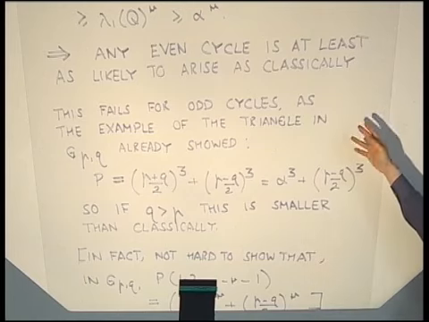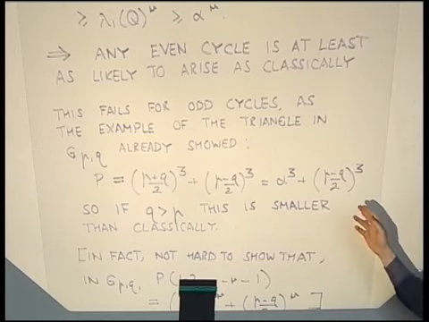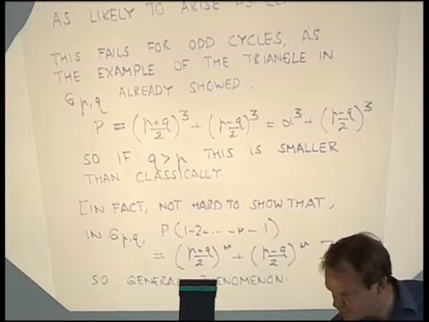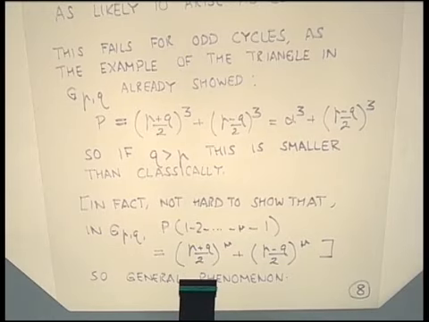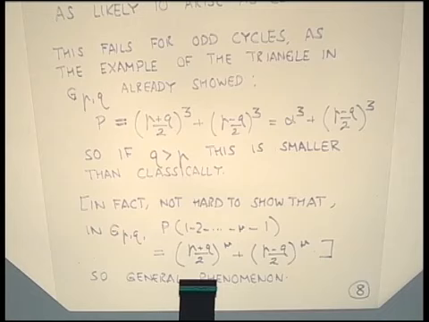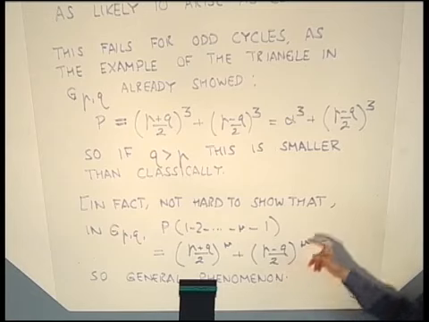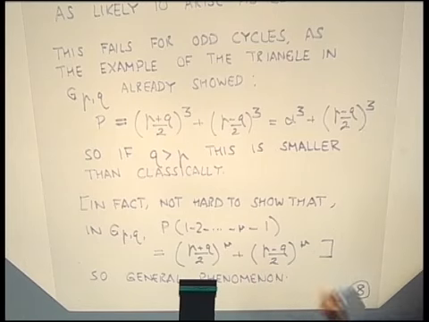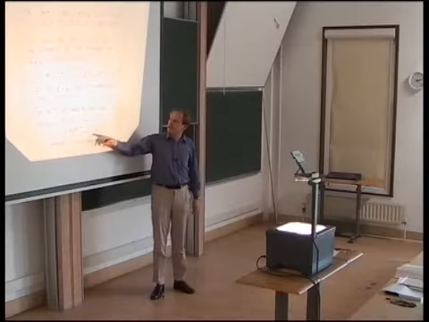Even cycles are always at least as big as classically. And in fact, more generally, this is a simple exercise really. You can show that the probability that in G_PQ is always exactly this, just either by specializing the general formula or just doing it by hand, which is frankly easier in this case. So all even cycles are at least more likely, but all odd cycles less likely than classically.